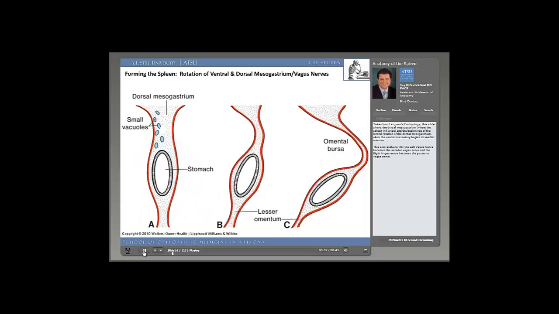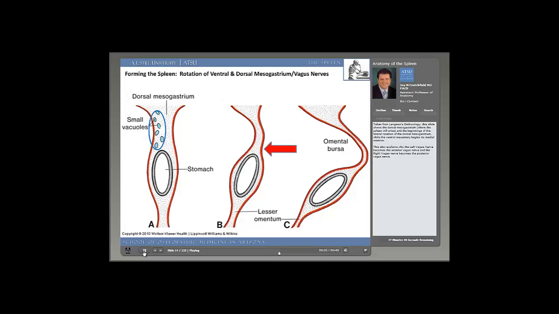As the dorsal mesogastrium begins to rotate to the left, the anterior mesogastrium begins to rotate to the right. The large red arrow shows us where the spleen would be, and the small vacuoles in image A are actually small pieces of splenic tissue which coalesce to form the spleen. If they don't completely coalesce, they form small accessory spleens. We'll talk about that in a second.